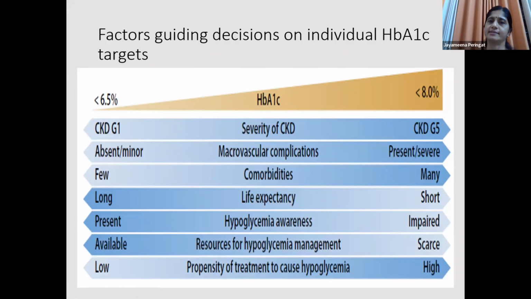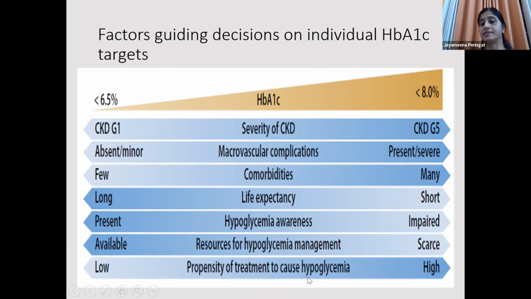So the factors deciding the individual HbA1c target can range from less than 6.5 to less than 8, depending on the severity of CKD. In CKD 5, it is 8. If macrovascular complications are present and severe, target a higher HbA1c. If comorbidities are many and life expectancy is short, don't target a lower HbA1c. And regarding resources for hypoglycemia management, if the patient is staying alone, better not to target a lower HbA1c.